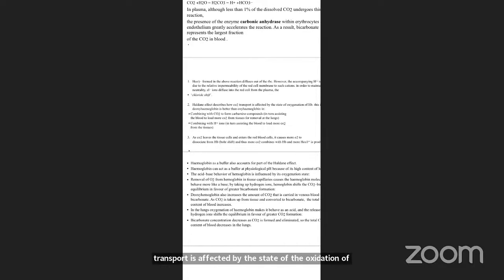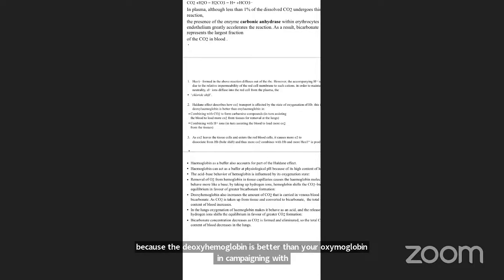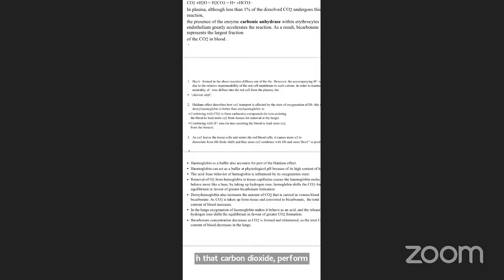The Haldane effect describes how carbon dioxide transport is affected by the state of oxygenation of the hemoglobin. This is because deoxyhemoglobin is better than oxyhemoglobin in combining with carbon dioxide to form carbamino compounds.